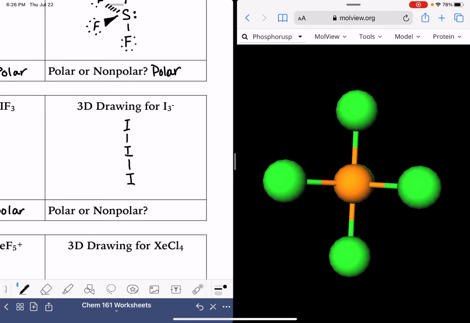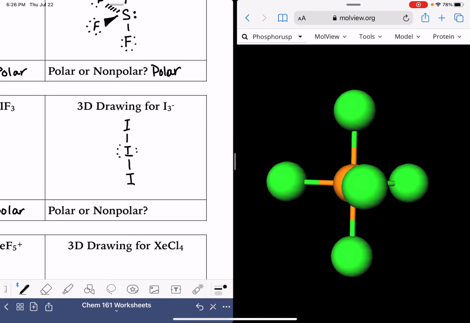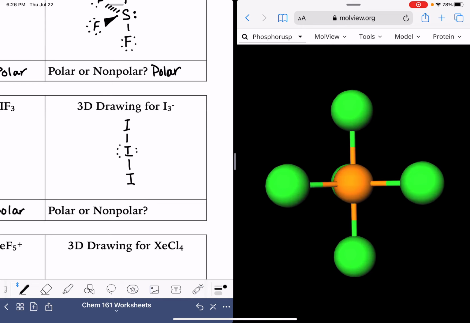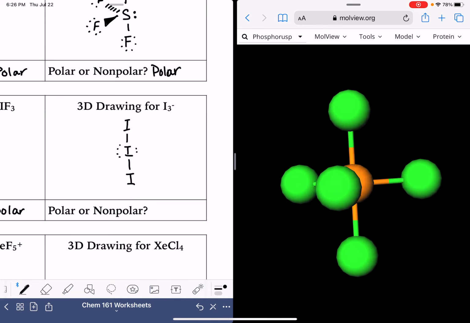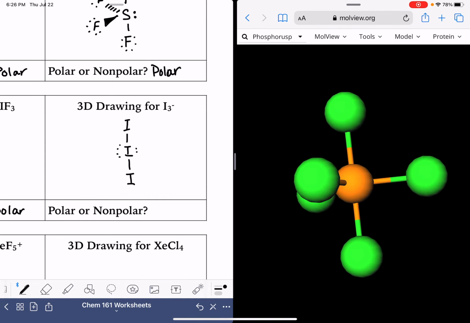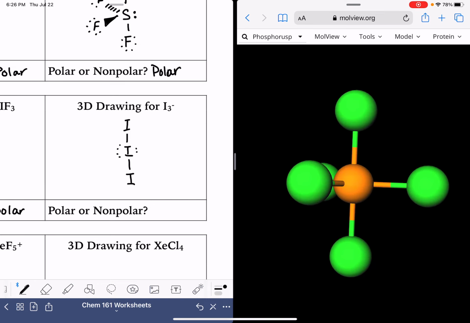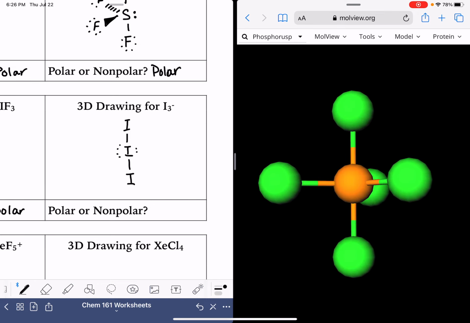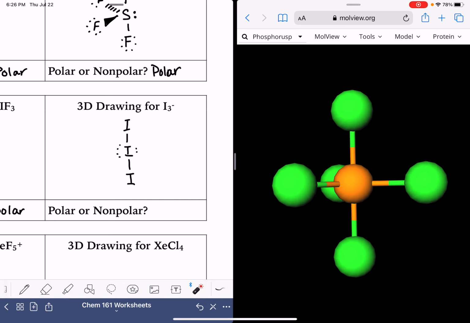There are 3 lone pairs on the central iodine atom, and they are in the position of the 3 green spheres that are all along the equator of this particular molecule. So as I'm rotating it right now, we have to decide if this molecule is polar or nonpolar, and to do that, we're going to look at the relative position of the lone pairs on the iodine.